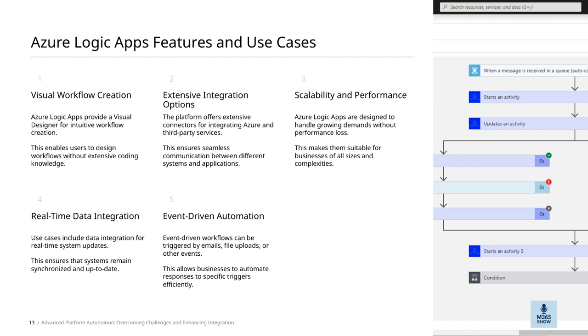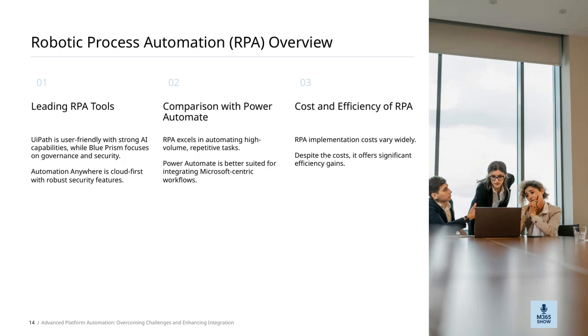All of these features together support the overarching goal of advanced platform automation, overcoming challenges, and enhancing integration across your systems. RPA implementation costs can vary quite a bit depending on the scope and complexity of the project. However, despite these costs, the efficiency gains we see are often well worth the investment. RPA really shines when it comes to automating high-volume, repetitive tasks, freeing up human resources for more strategic work.